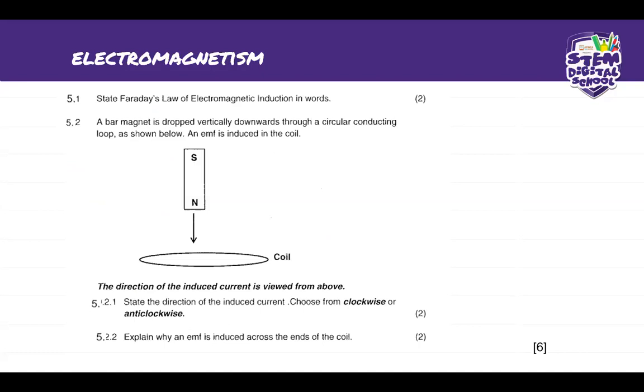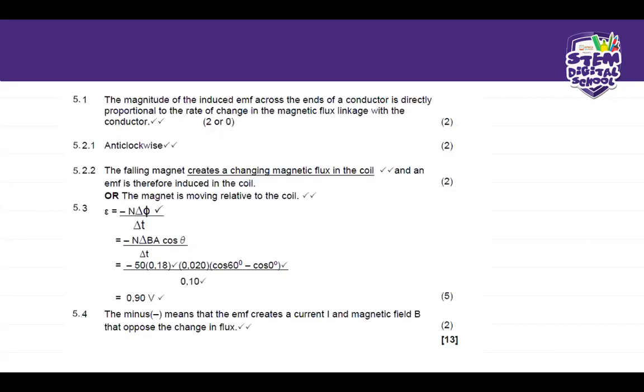5.1. State Faraday's law of electromagnetic induction in words. Okay. And that is, electromagnetic induction states that the magnitude of the induced EMF across the ends of a conductor is directly proportional to the rate of change in the magnetic flux with the conductor. So the magnetic flux and the induced EMF are directly proportional to each other. Okay, so it means that if the EMF increases, the magnetic flux will also increase. Basically, that's what it means. They move at a rate that is proportional to each other.